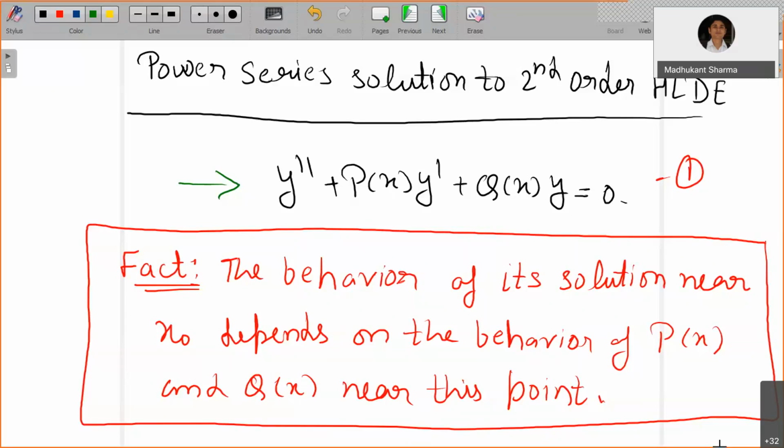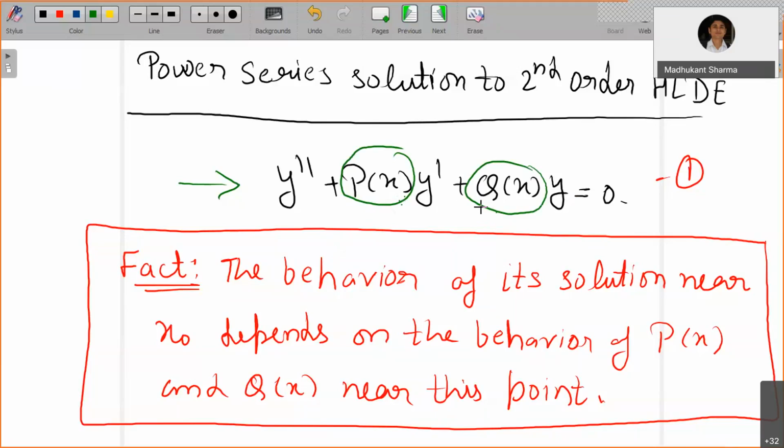So it gives you the intuition about the behavior of p(x) and q(x), which are known to you. The coefficients p(x) and q(x) you can identify from the equation, and see what the nature of p and q will be near the point x naught. What is the meaning of nature? It means whether the functions p and q are analytic at x naught or not.